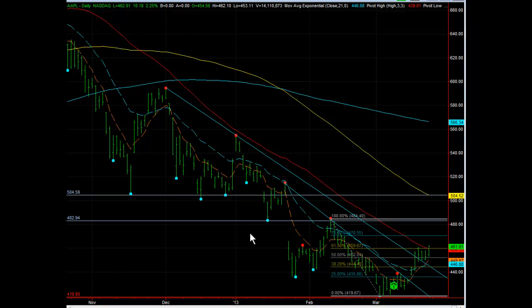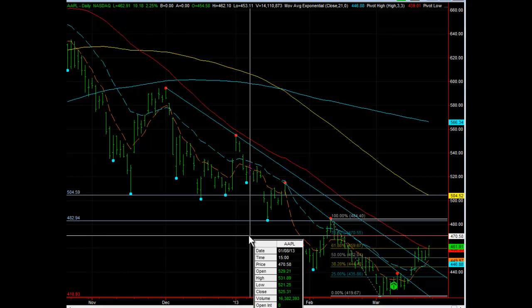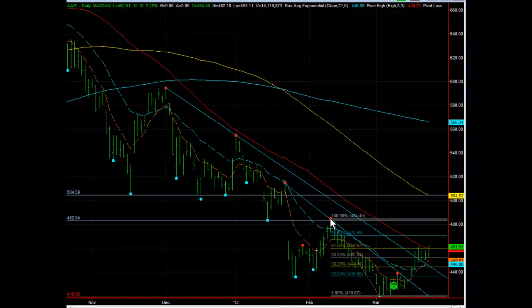Now the next level of resistance will be the 786, which comes in at 470.55, and then back up to this pivot high, which also is where that gap area was filled at 482.94.